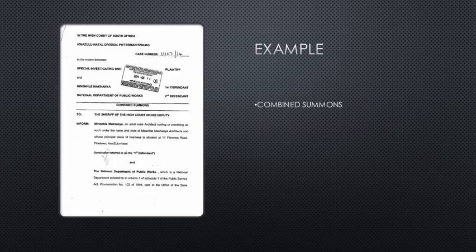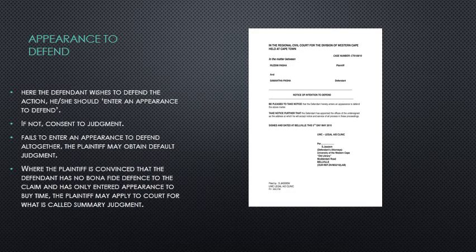So this is an example of a summons. The one that is there is a combined summons, right? And then you attach whatever particulars of claim there will be. Now, when the recipient of the summons gets it, the defendant who wishes to defend the action should enter an appearance to defend. So that is an example of an appearance to defend.